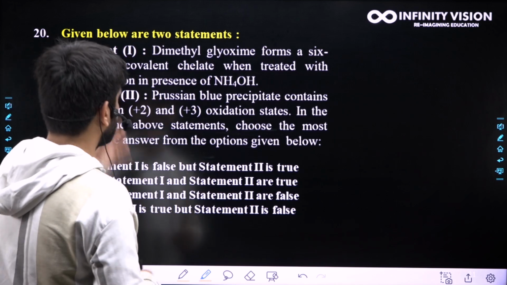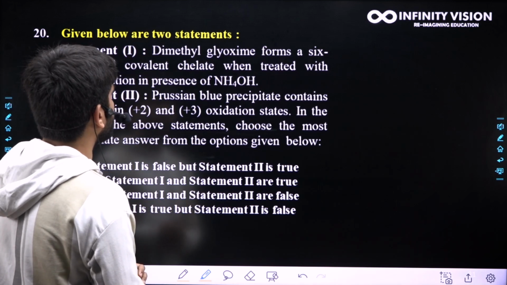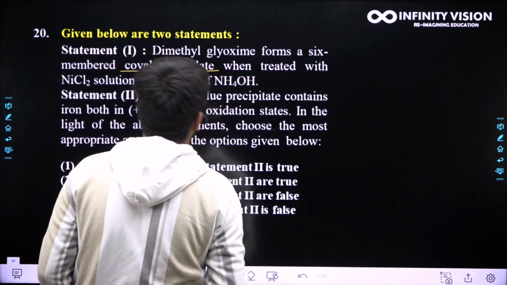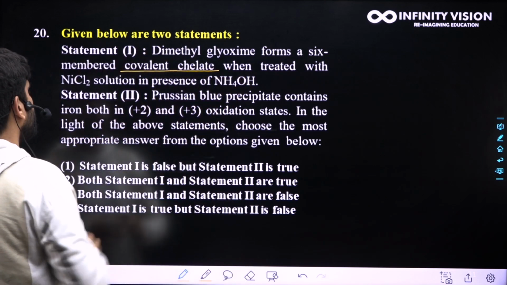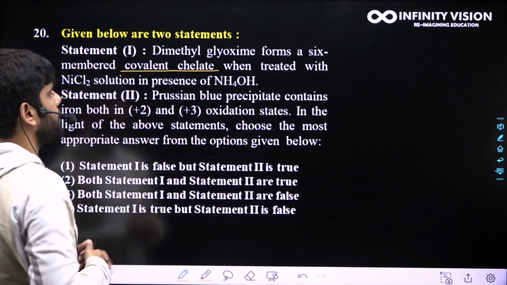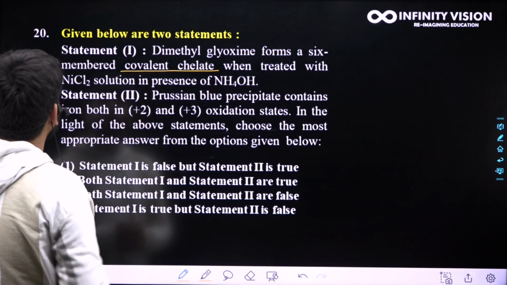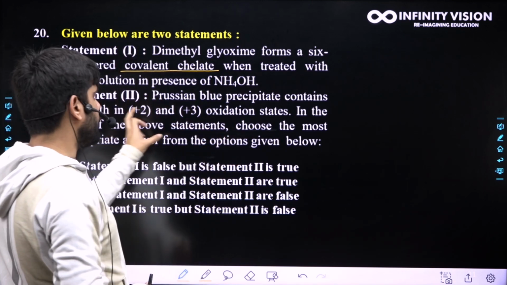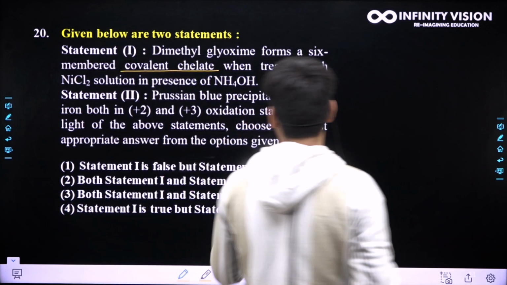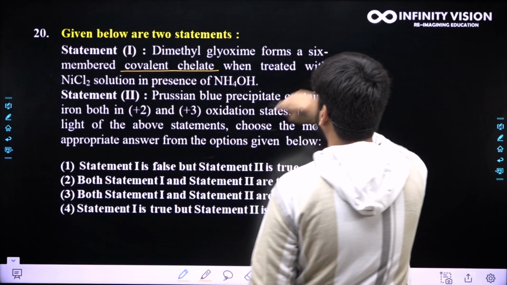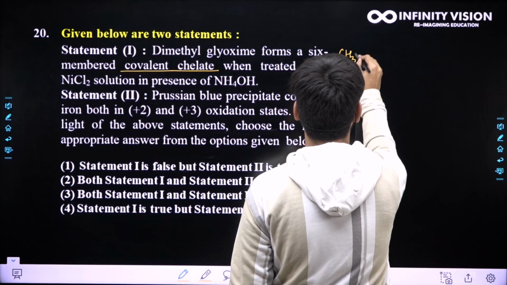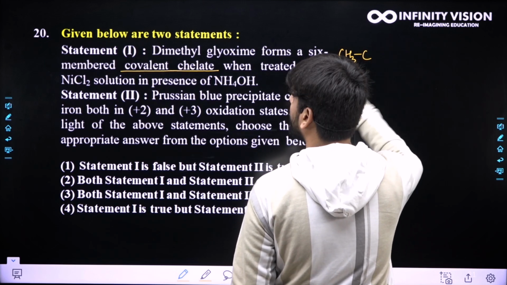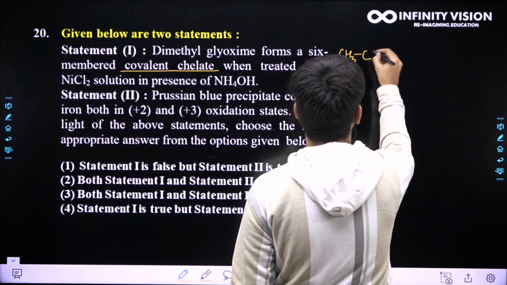Again, the statement type question. Statement 1: Dimethyl glyoxime forms a 6-membered covalent chelate when treated with NiCl2 solution, that means nickel 2 plus, in the presence of NH4OH. Statement number 2: Prussian blue precipitate contains iron both in +2 and +3 oxidation states. All right, so let us see the first one. Yes, we know this nickel DMG complex, right? So how can I write it?